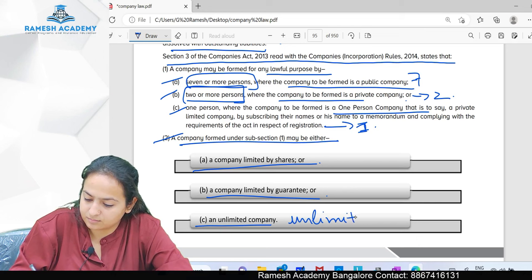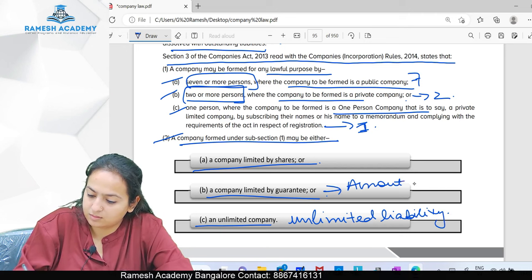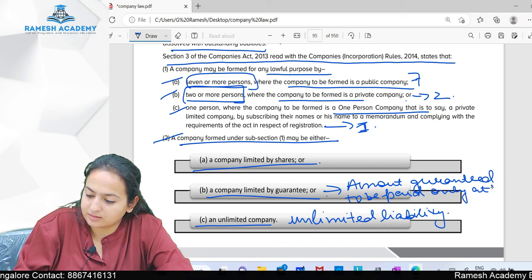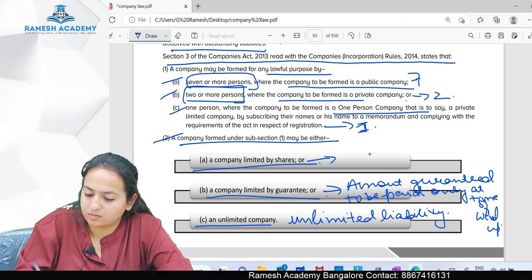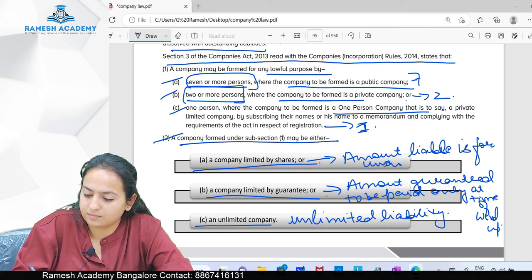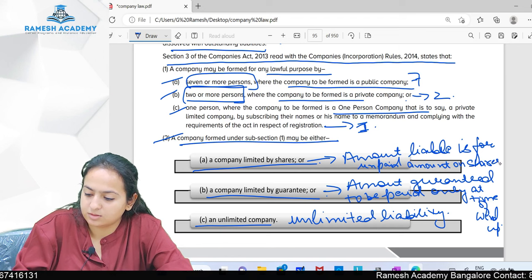Unlimited liability. Guarantee means members will pay this amount guaranteed to be paid only at the time of wind up. Amount liable is for unpaid amount on shares.